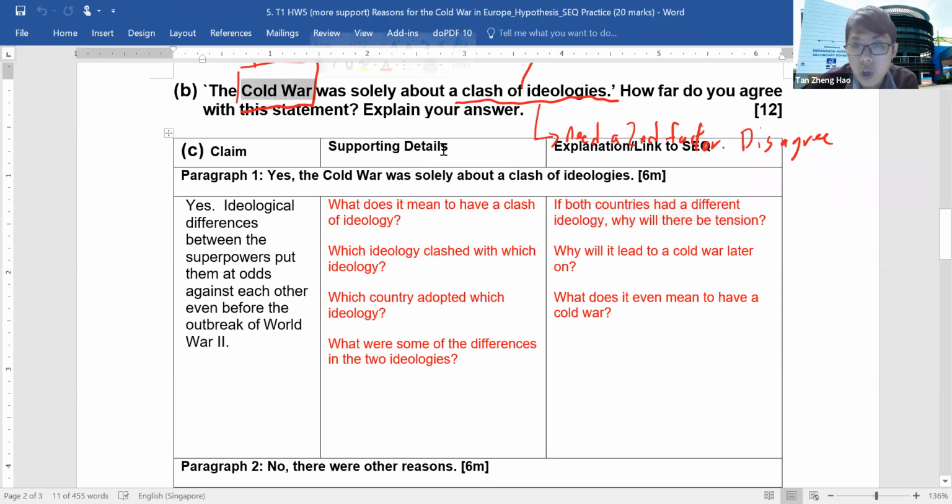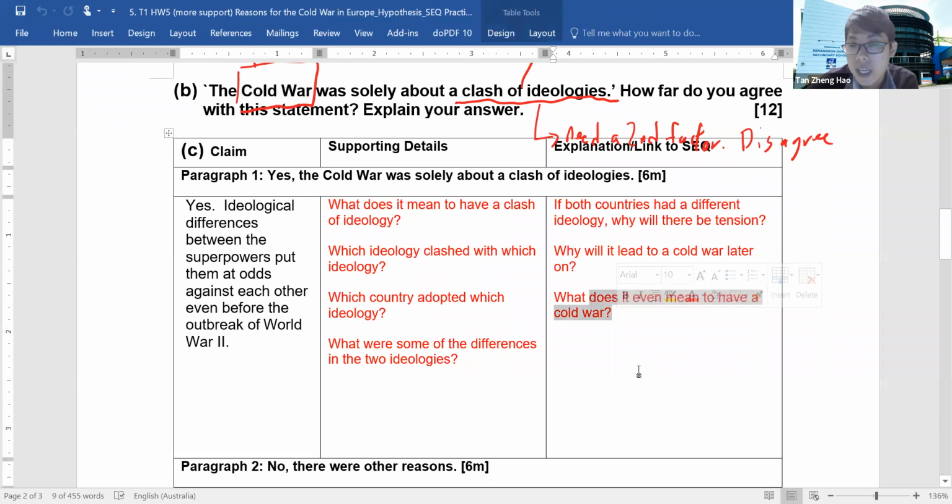They're asking the Cold War was about clash of ideology. So you have to link, what does clash of ideology have to do with the Cold War? So you want to explain maybe, what does it mean when you say there's a Cold War? If the countries have a different ideology, a clash in ideology, why would there be tension between the countries? And why would tension lead to Cold War?